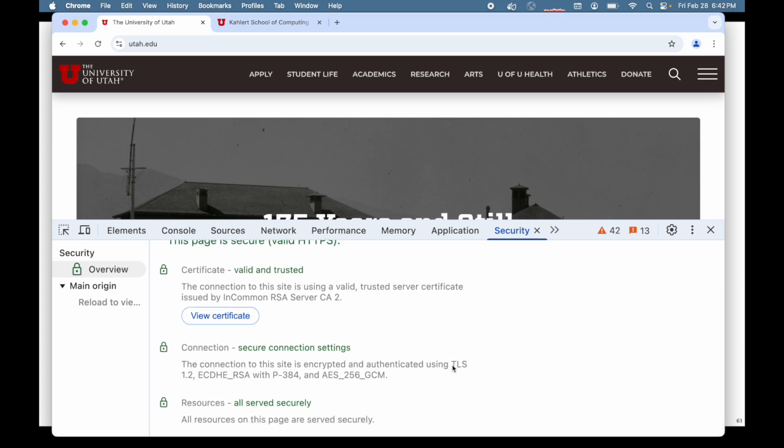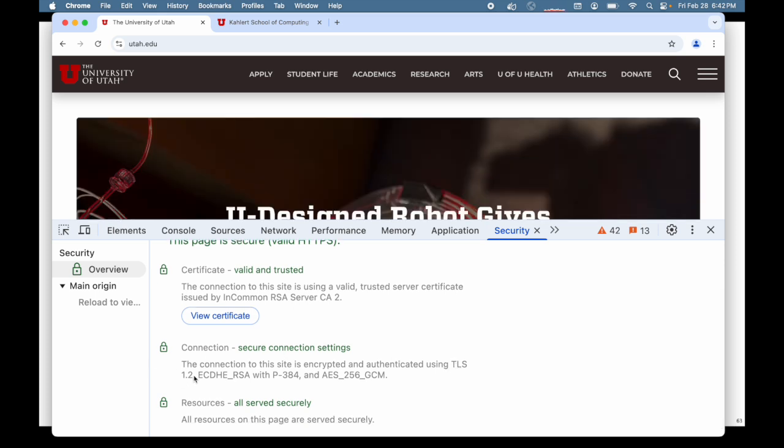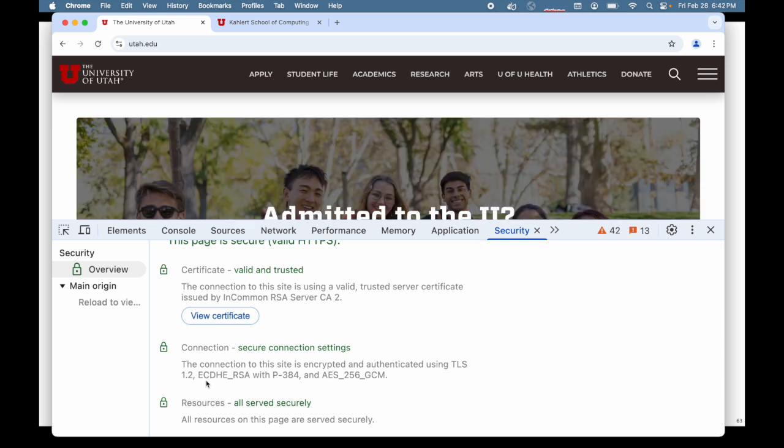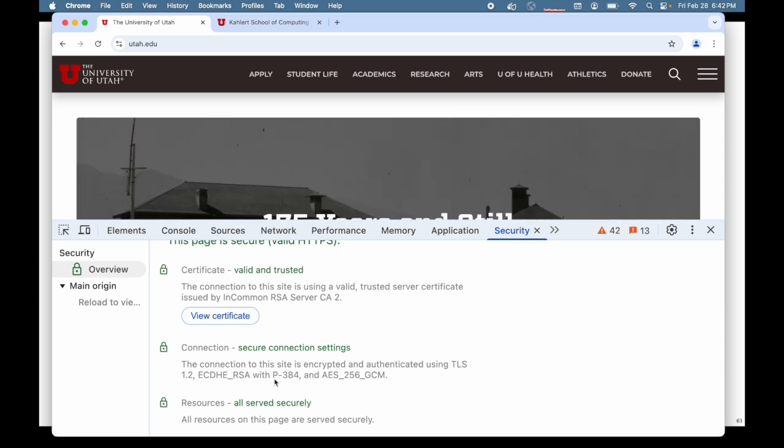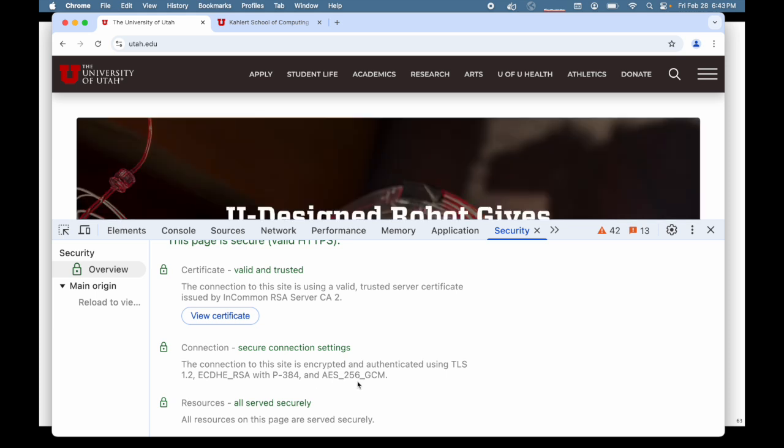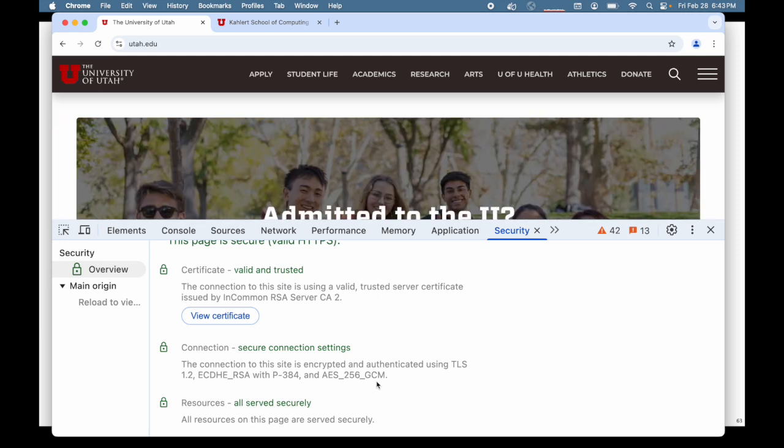The connection is using TLS 1.2, and it's using RSA-style keys that are based on elliptic curves, and it's using curve P384. The block cipher is AES with 256-bit blocks, and the mode of operation is GCM. That's the Galois counter mode.